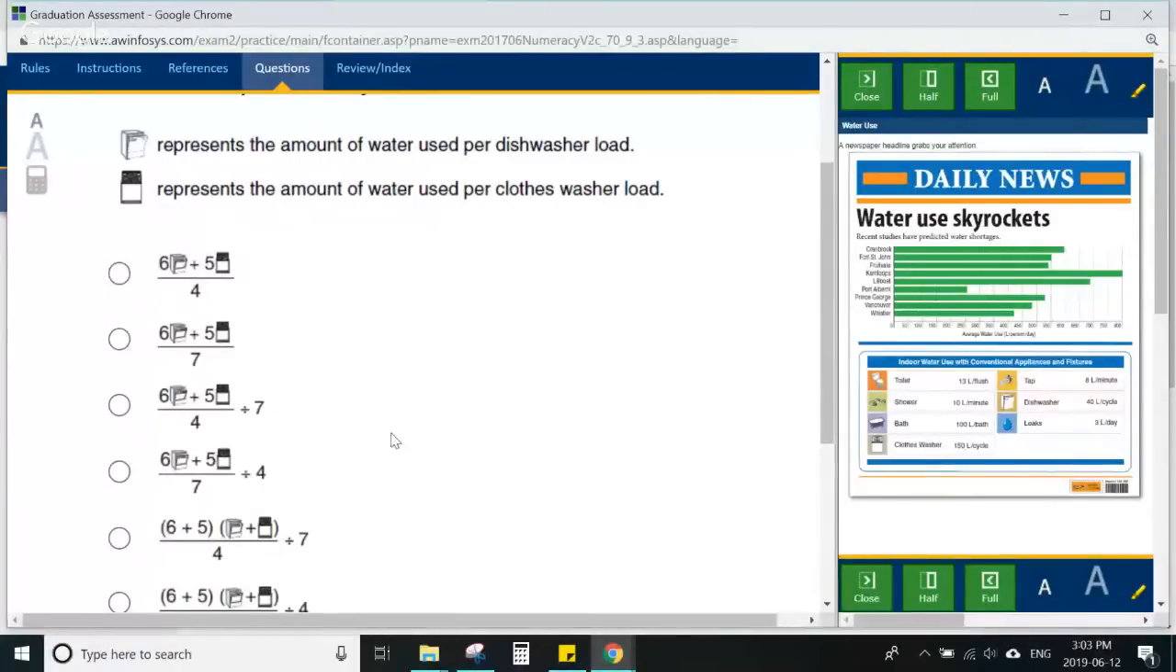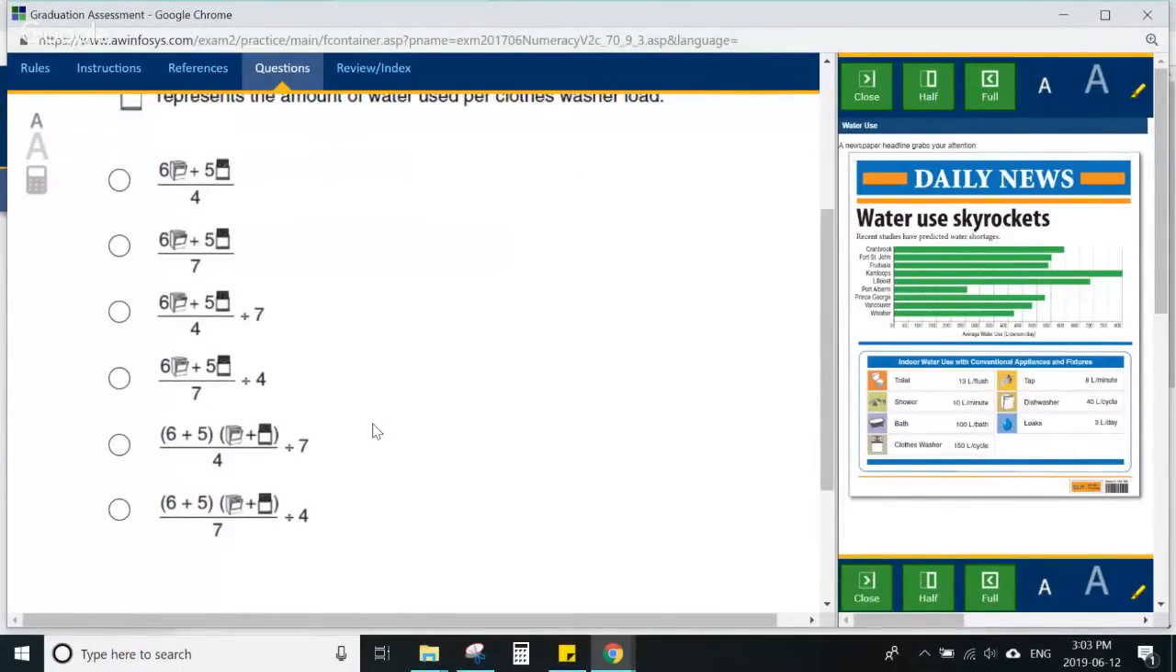Okay, and in this case, we're going to be looking at letter C would be a correct answer here. We have an average for each user, and then divided by 7 will give us the per day use because there's 7 days in a week. Now, interestingly, this answer is also a correct answer.